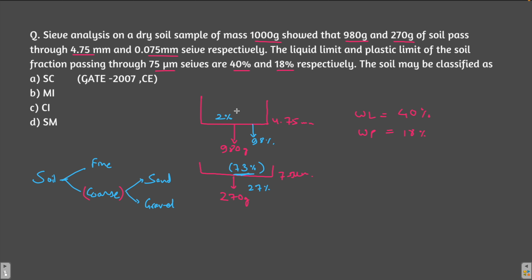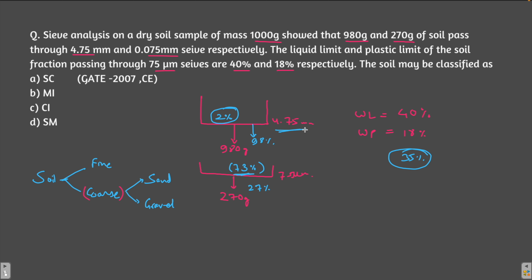But only 2% is retained over here. Not 35%, just 2% is retained over here. Rest all the soil is passing through 75 micron sieve. So definitely it is going to be a sand, not gravel, because for being a gravel, at least you should have 35% of the soil retained on this sieve.